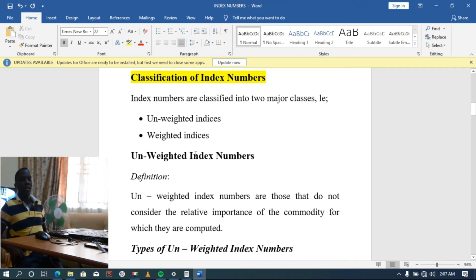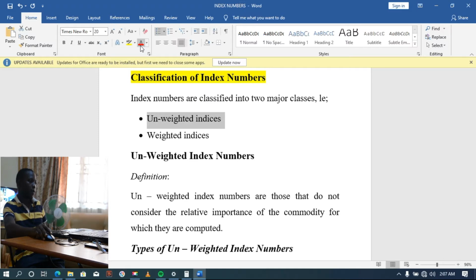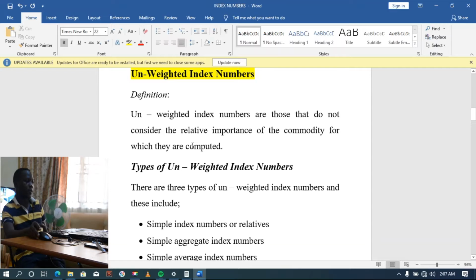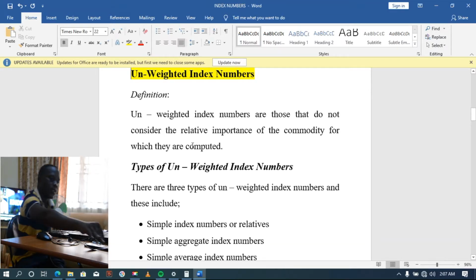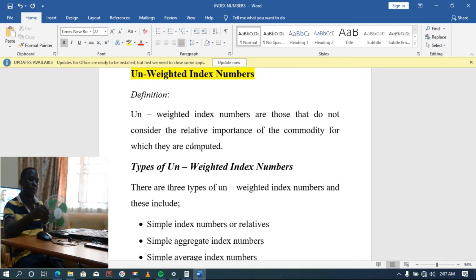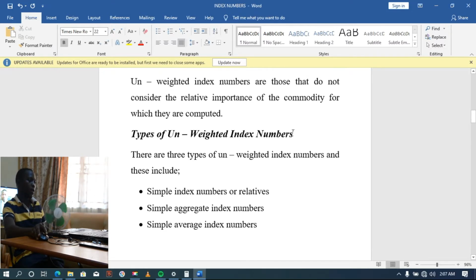Index numbers are basically classified into two major groups: the unweighted indices as well as the weighted index numbers. We can go through the unweighted index numbers first. When we talk about unweighted index numbers, these are indices that do not consider the relative importance of the commodity for which they are being computed. And unweighted index numbers also have types.